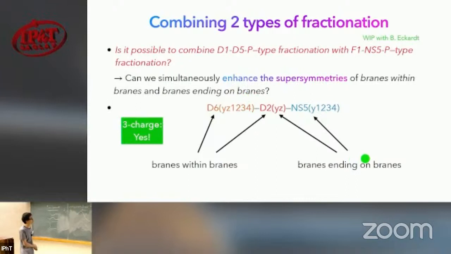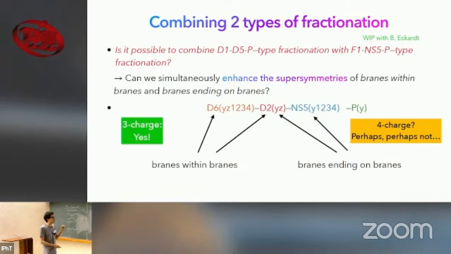Now you can go even further. You can ask the question, is it possible to add momentum to this system? Because there is the common direction y here, here, and here. You could add a momentum. And it turns out that right now we're working on it, but the answer is that we don't know.